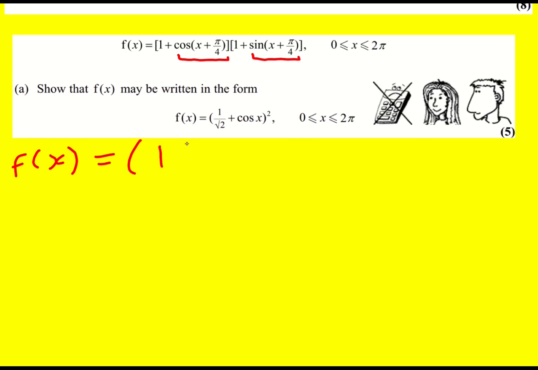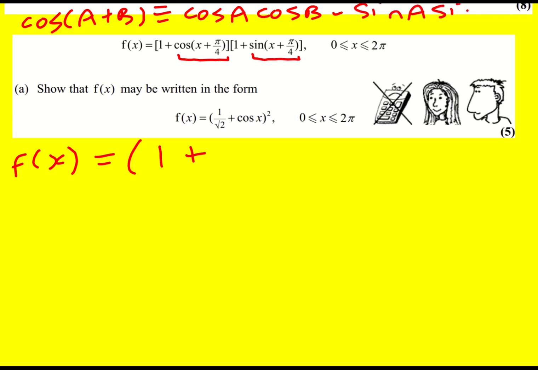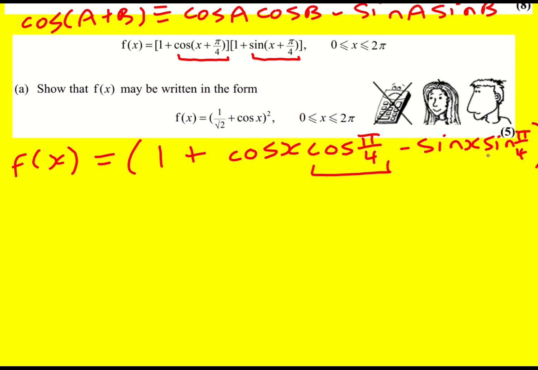So it's going to be 1 plus, now I'm just going to write up here, we've got cos(A plus B) is identical to cos A cos B minus sine A sine B. So we're going to get cos x cos pi over 4 minus sine x sine pi over 4. These are both 1 over root 2.